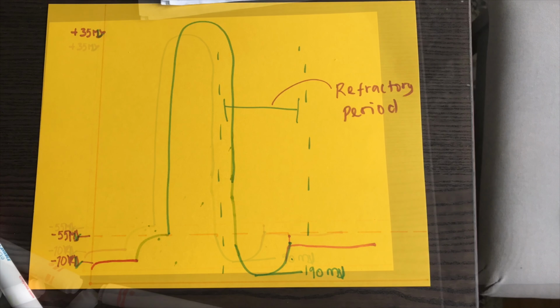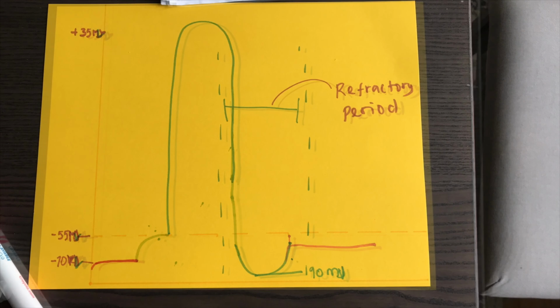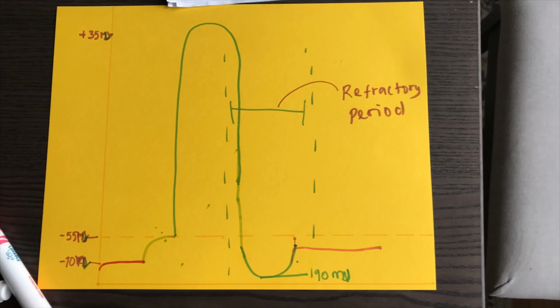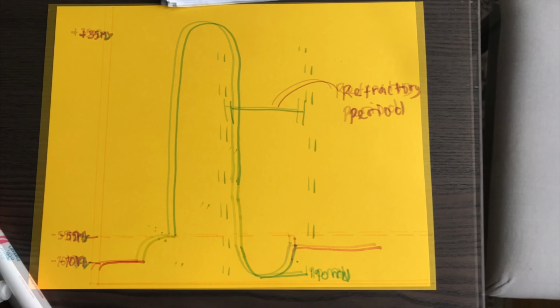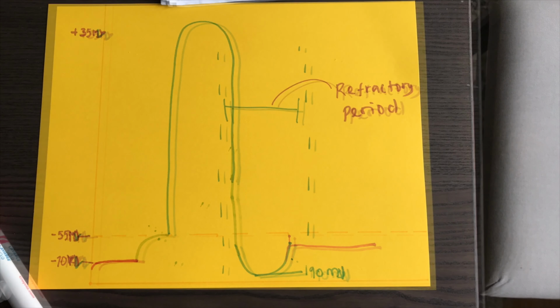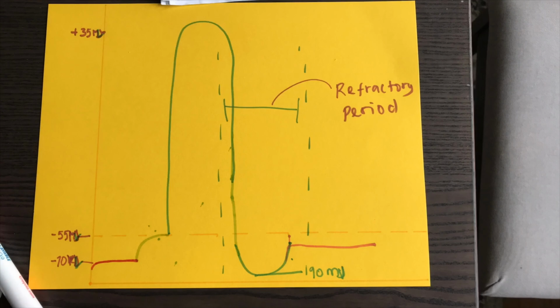The time it takes to return the neuron to its resting potential of negative 70 millivolts from negative 90 millivolts is called the refractory period, and during this period a nerve impulse does not occur or is not sent.